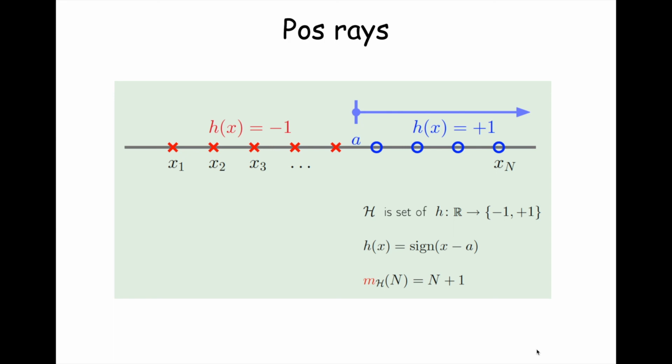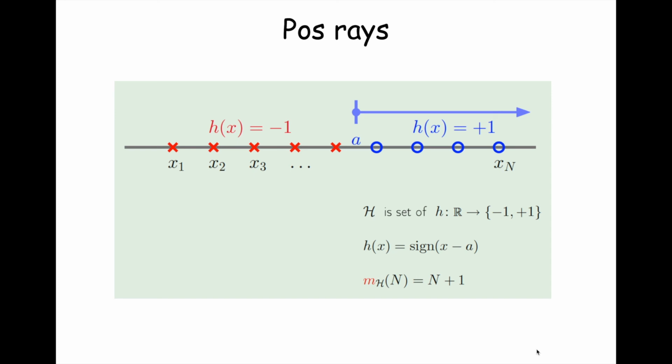So we have 1, 2, 3, 4, up to and including n, plus 1 to the left, to the right of n. So that's n plus 1 different places where we can put the anchor point A, right? If there are n plus 1 places where we can put the anchor point for the positive ray, each anchor point setting results in a different labeling of +1, -1. So we have a growth function describing the number of dichotomies as being n plus 1, where n is the sample size. Does that make sense?